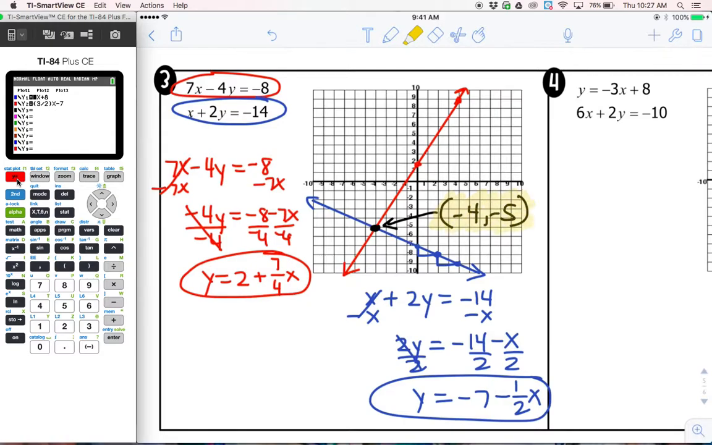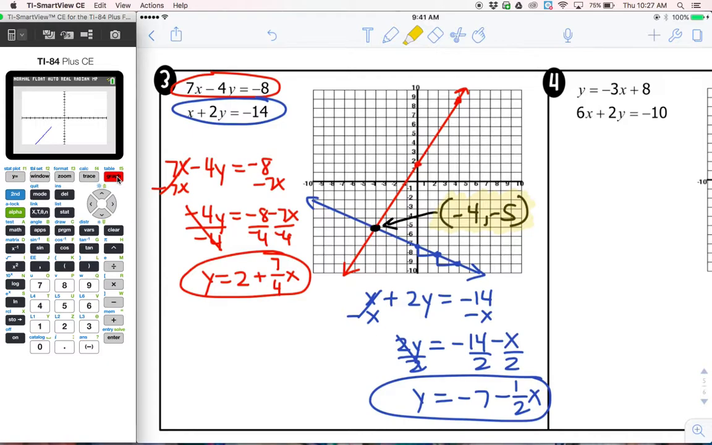And again, let me just show you one more time how we can check in the calculator. So I'm going to put my two equations in the calculator. My red equation was 2 plus, I'll do alpha y equals for the 7/4. All right, 7 on top, 4 on the bottom. So we got y equals 7/4 x. And then the next one we've got a negative 7 minus 1/2 x. So minus 1/2 x. And I will look at my graph just to kind of get a good sense of what's happening here.